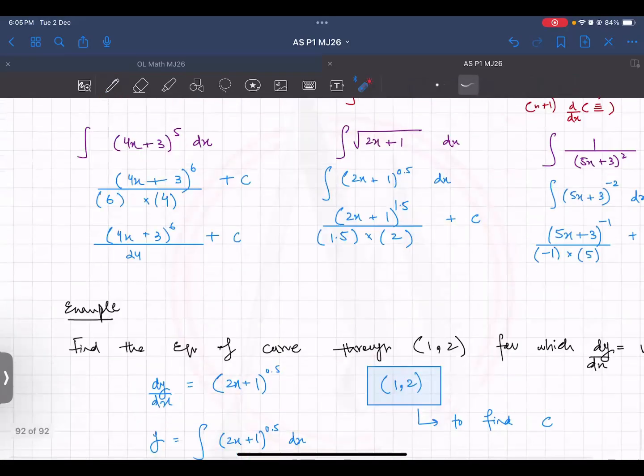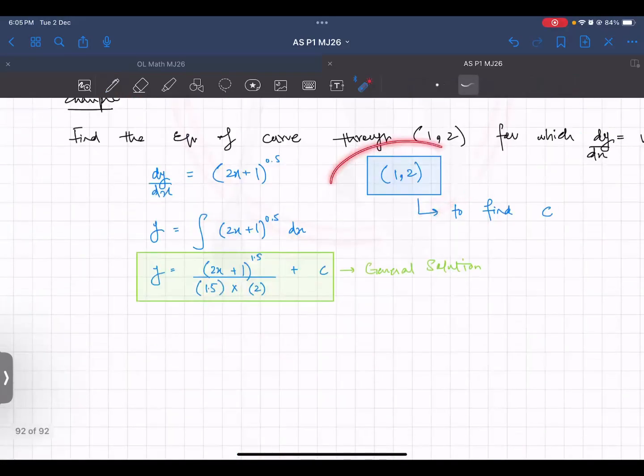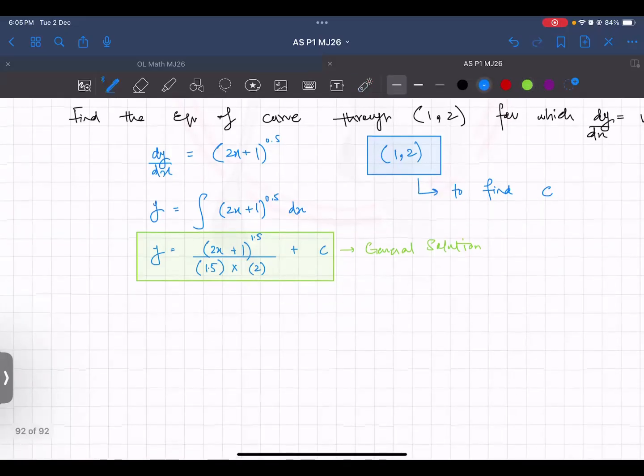Now using this point, we would substitute this point into this equation and find the value of c, and then we will get the particular equation that they are asking you to find. If x is 1, your y is 2, and if we substitute, we will get the value of c. So y is 2, x is 1: 2 times 1 plus 1, power 1.5, upon 1.5 times 2 which is 3, plus c.